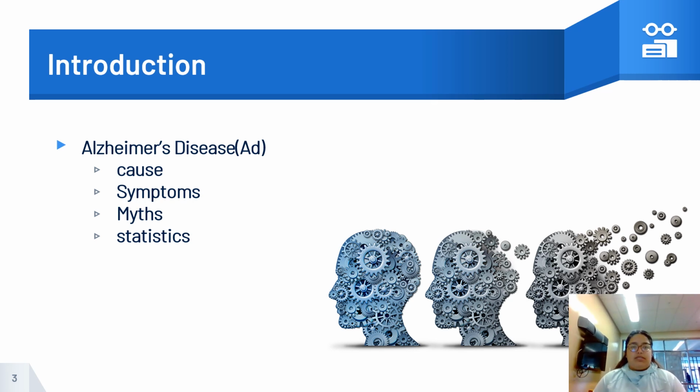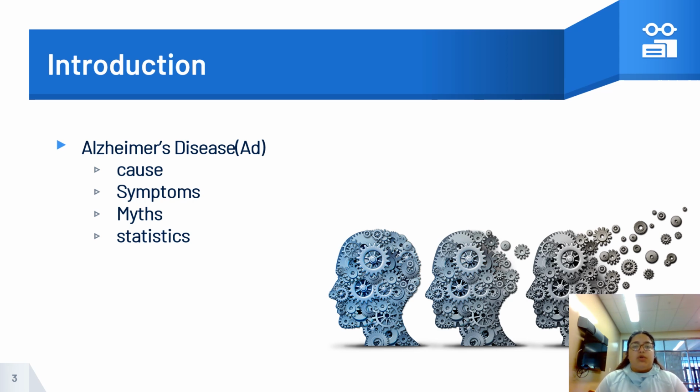So, Alzheimer's disease. Alzheimer's disease is also known as AD. It is a progressive neurological disorder that causes the brain to shrink and brain cells to die. Alzheimer's disease is the most common cause of dementia, a continuous decline in thinking, behavioral, and social skills that affects a person's ability to function independently.